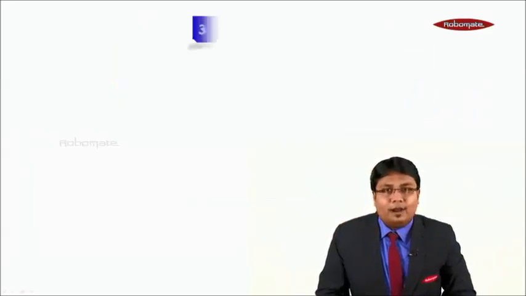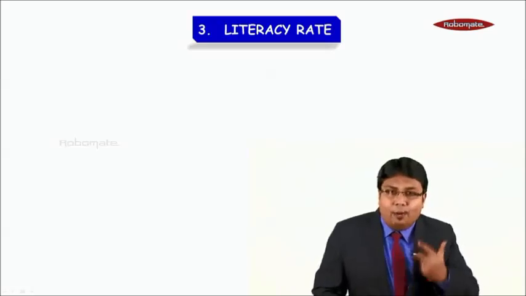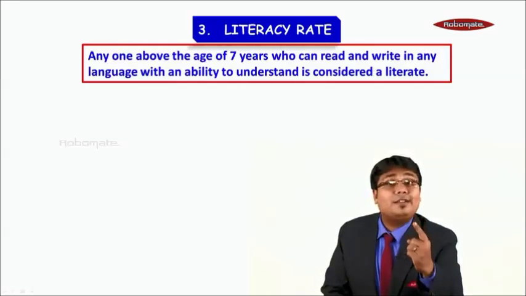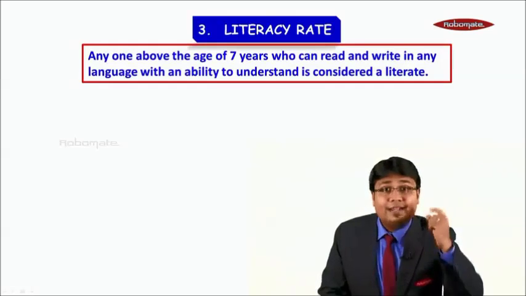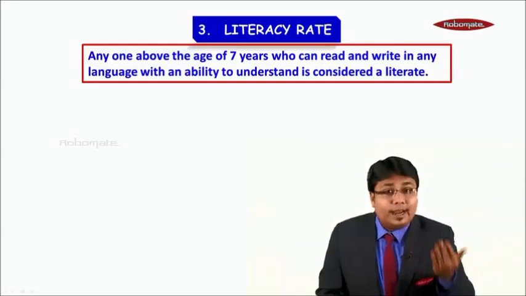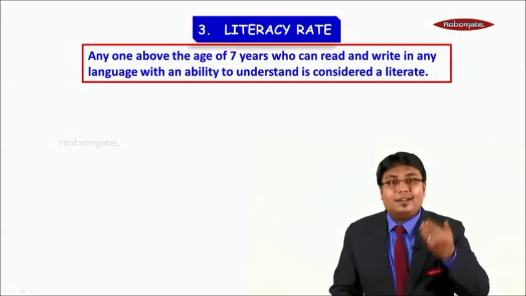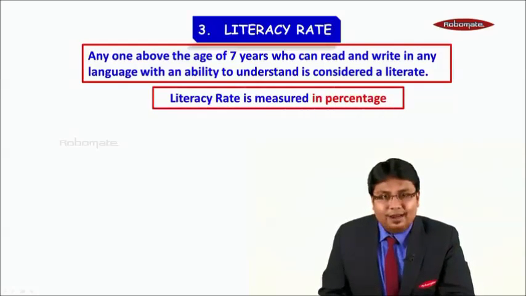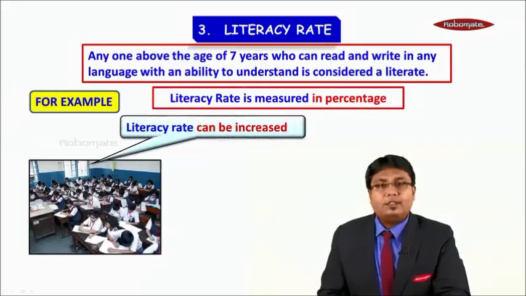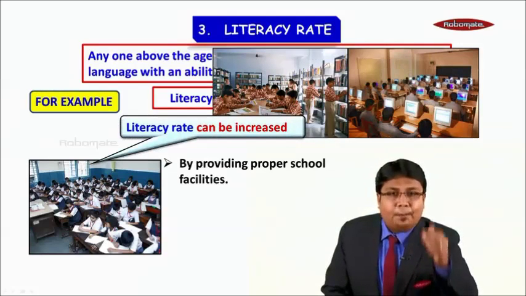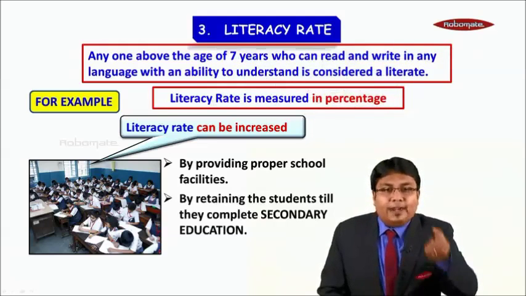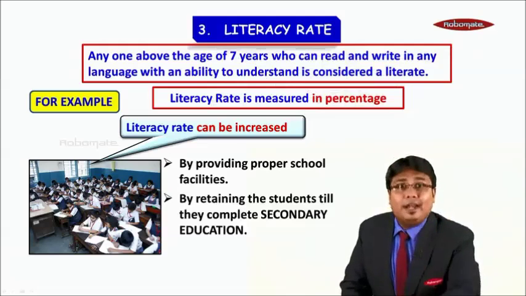To continue with the third indicator, it is literacy rate. Now, what is this literacy rate, students? Anyone above the age of 7 years. Students, remember, it is 7 years. Who can read and write in any language with an ability to understand is considered literate. Literacy rate is measured in percentage. Remember this, students. For example, literacy rate can be increased by providing proper school facilities to all children of this country.